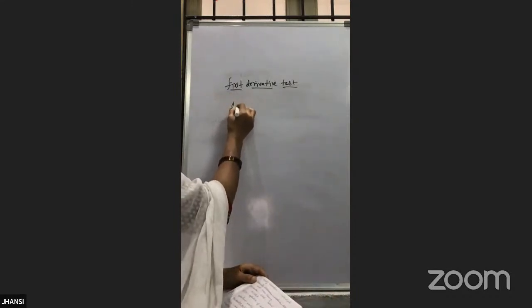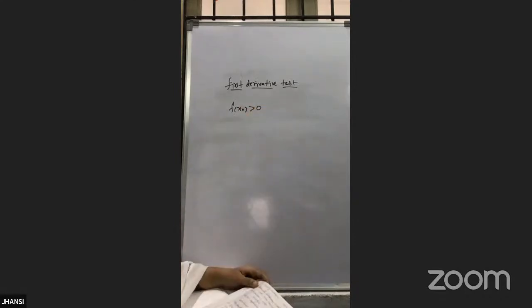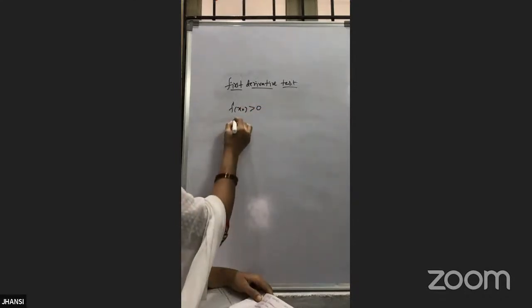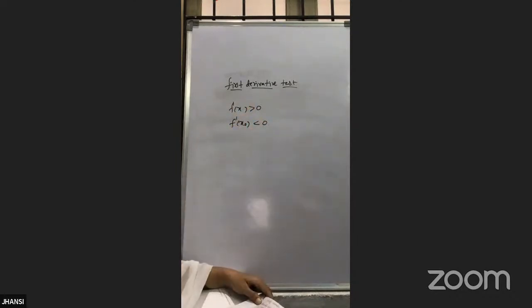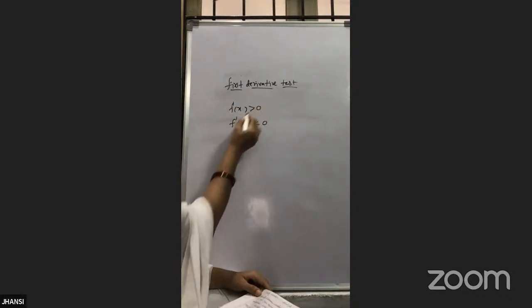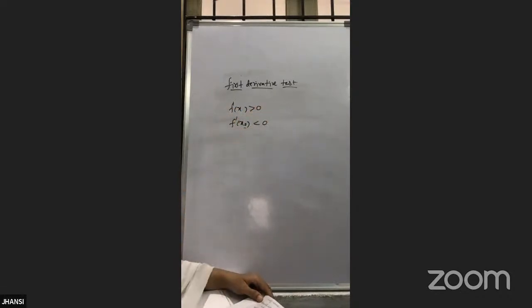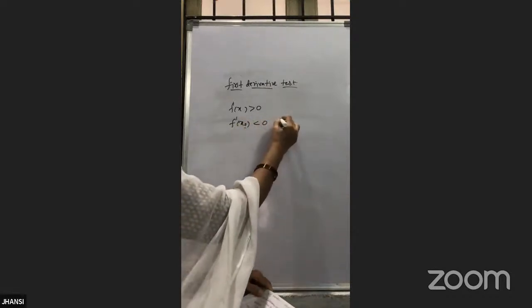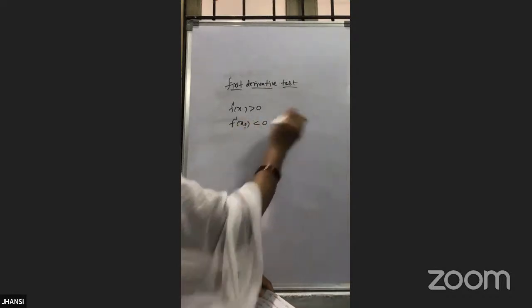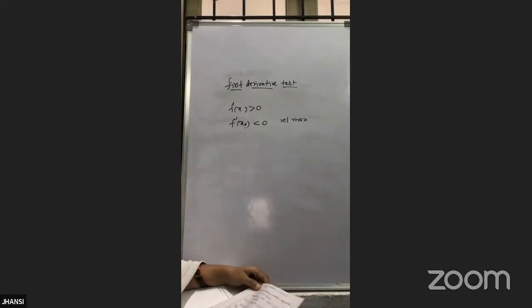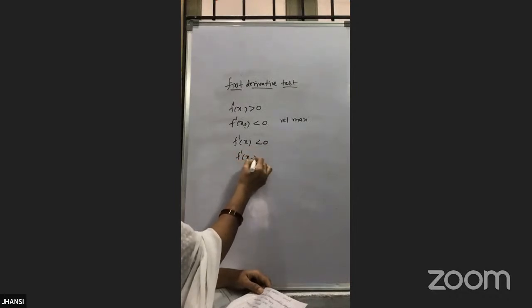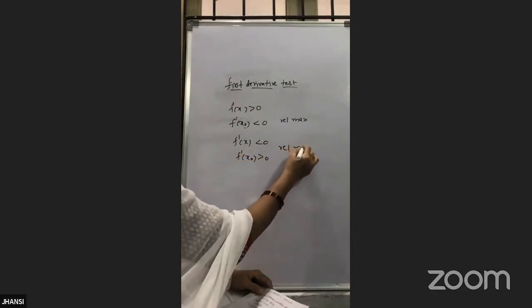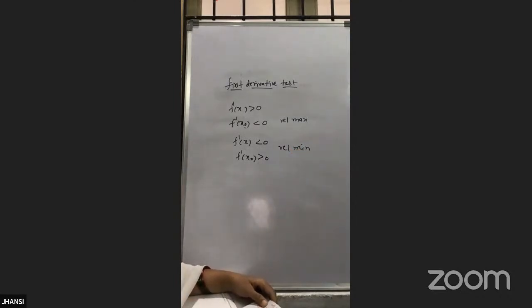So if f dash of x is greater than 0 and f dash of x naught is less than 0, that is, f dash of x is greater than 0, and after substituting the critical value it is less than 0, then we call it relative maximum. In the similar way, if f dash of x is less than 0 and f dash of x naught is greater than 0, it is relative minimum.